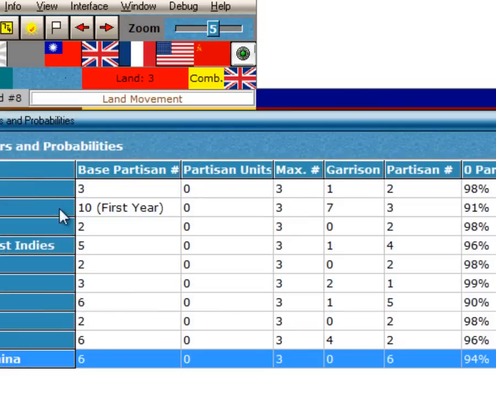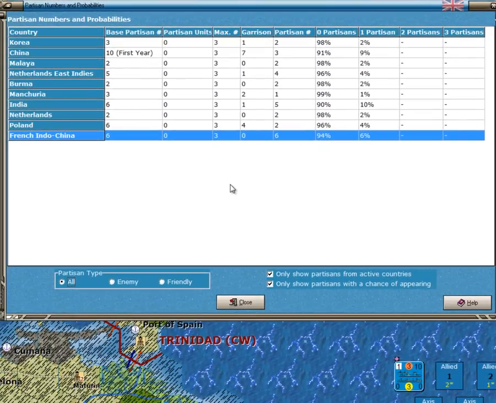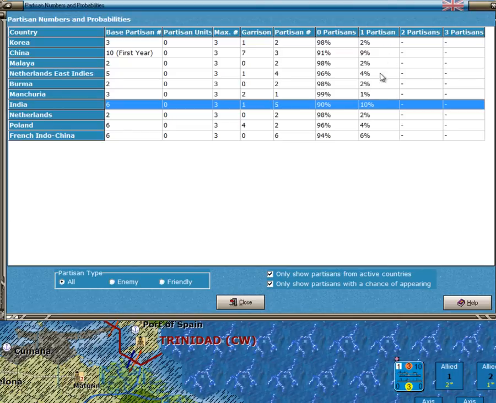Partisans form is another item that's available from the drop-down menu. It shows you all of the countries that might get partisans at the end of this turn and the probabilities of them coming in. It also shows you the garrison levels and how many partisans are currently on the map. There's 0 to start with. The only important number over here is this 10% chance of one partisan arriving in India. So the Commonwealth might want to up its garrison count from 1 to 2 or 3 in order to reduce that number.